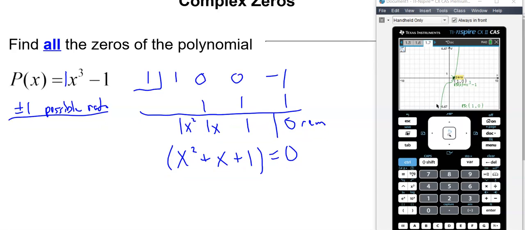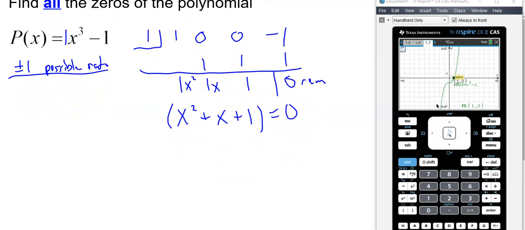If you could factor that, you would, but I don't think it's going to factor. The reason I don't think it's going to factor is that the only rational solution really there is 1. So I'm expecting these other two solutions to be imaginary. Remember, imaginary answers come in pairs, and that's what I'm expecting here.